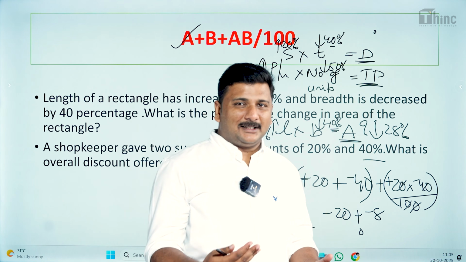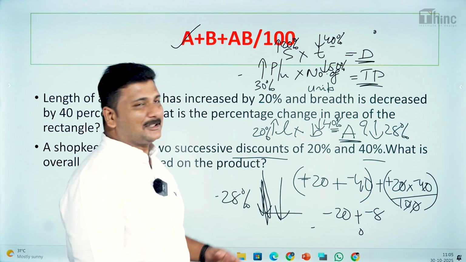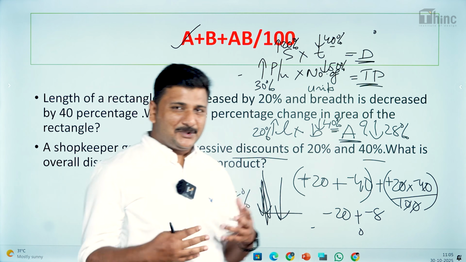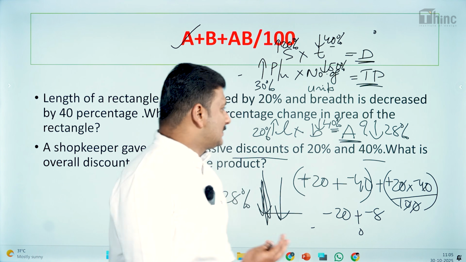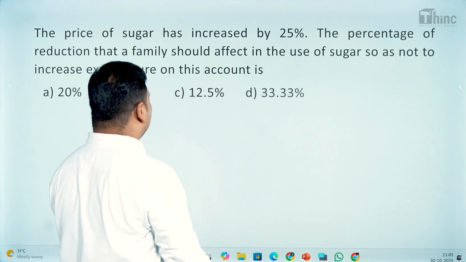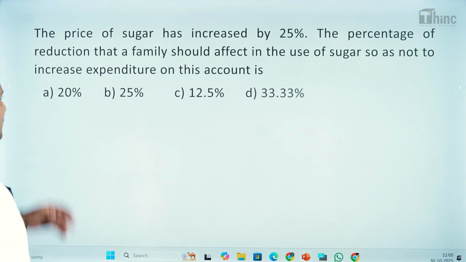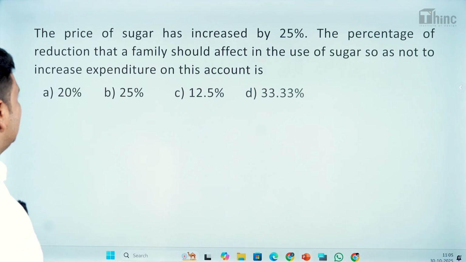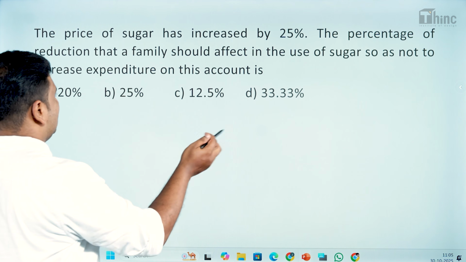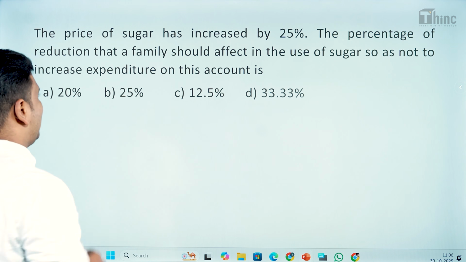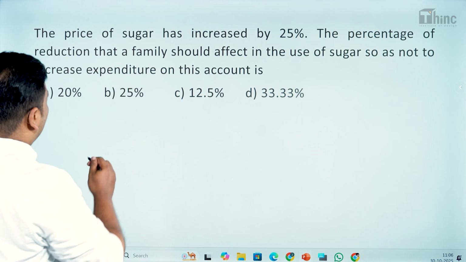Okay, now let's look at a question connected to this. When we actually look at the question, we will not feel like this is connected to the formula, but this is something which usually comes in the exams. So let's see how we can tackle that. The price of sugar is increased by 25%. The percentage reduction that the family should effect in the use of sugar so as not to increase the expenditure. So what is the question saying?